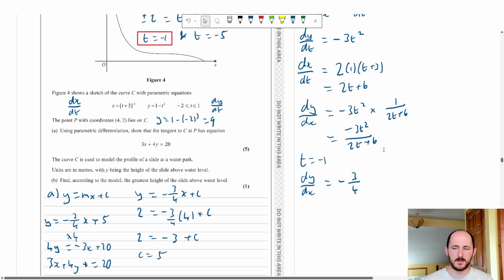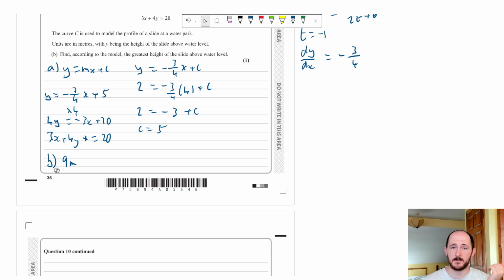If you set this equal to 0, you could find out the value from there, but it's probably far quicker to just look at the domain and see which one gives us the biggest value, which in this case was t is minus 2.